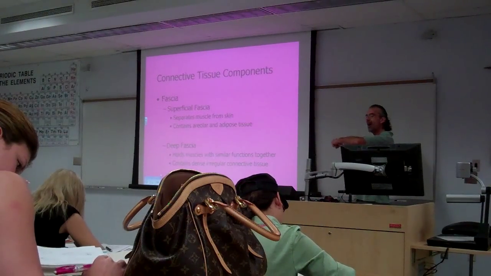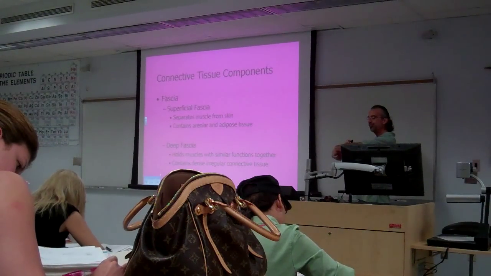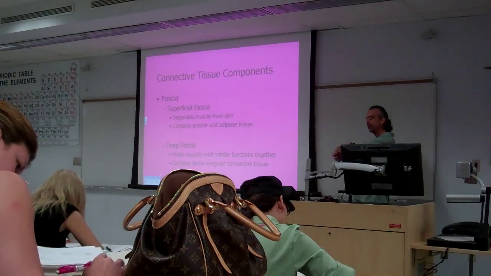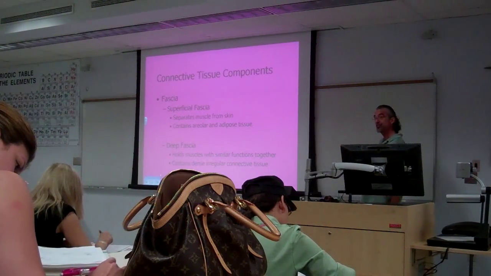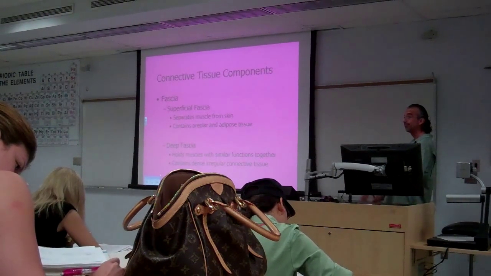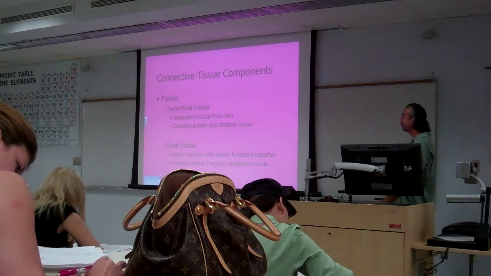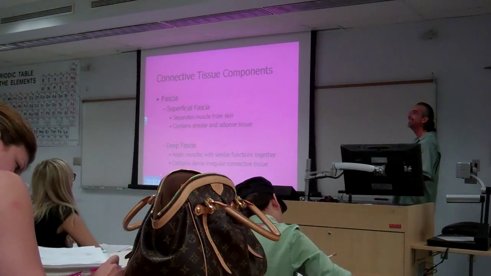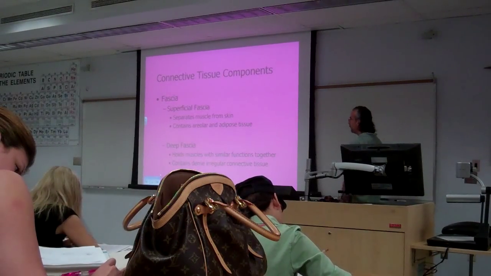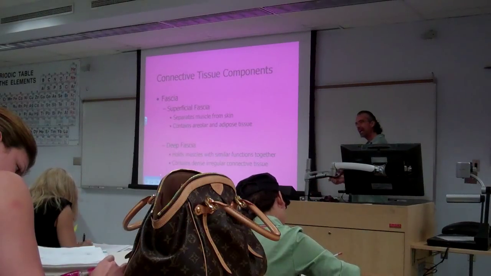So when your muscle contracts, it doesn't really knot up or make your skin do crazy stuff, right? It actually moves underneath your skin without making it crunch up. So that's the function of your superficial fascia, to separate the muscle from the skin. That's all you want to know. Deep fascia is deeper, and the function of that one is that it'll hold muscle with similar functions together.